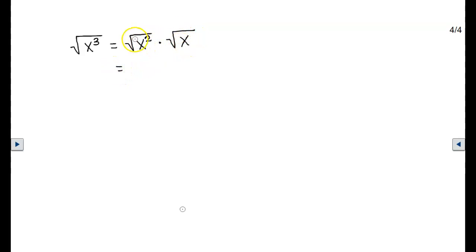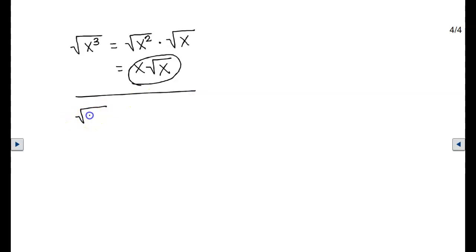So the square root of x squared, what can I multiply times itself to get x squared? The answer is x. For the square root of x, what can I multiply times itself to get x? Can't do that, so I leave it alone. So this is going to become x times the square root of x. So there's the simplified version.